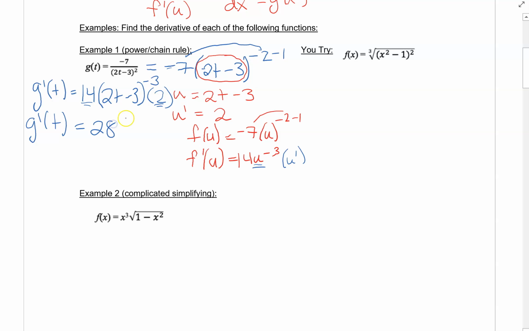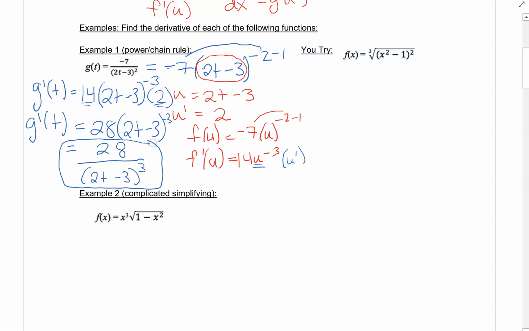So my derivative is 28 times 2t minus 3 to the power of -3, which is the same thing as 28 divided by 2t minus 3 cubed. And so there's our derivative. We were able to completely avoid the quotient rule by just thinking of this as a simple power function.